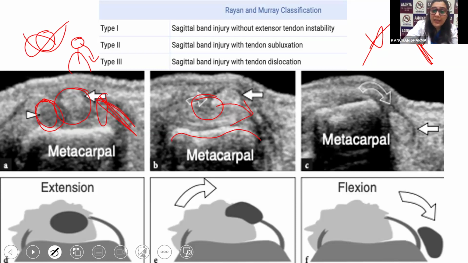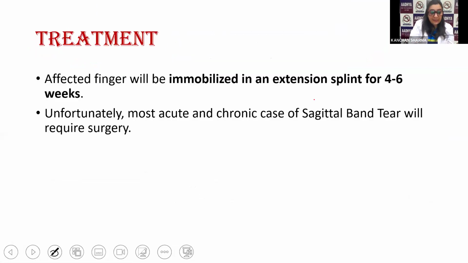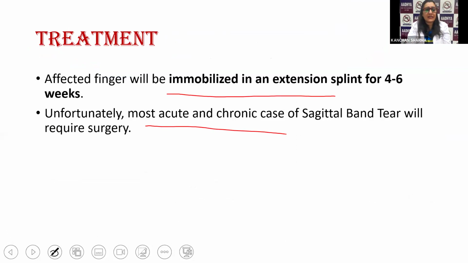Sometimes you will see the tendon neither on this side nor on this side. So this is basically a dislocation. This one is subluxation, because the normal side has pulled it, and again when you extend it, it will go back to its position. So that is subluxation. Usually they say that we can just immobilize in an extension splint for 4 to 6 weeks. But if you go back and read the literature, it says even the acute and the chronic cases might require surgery later in life.